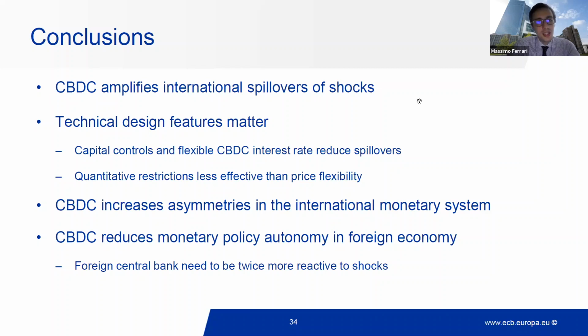As I said, the CBDC amplifies international spillovers, and what crucially emerged is that the design features matter a lot. In particular, capital controls do matter, and the remuneration on the CBDC rate also matters strictly. On the contrary, quantitative restrictions to the amount of CBDC in circulation seem to be less effective as a sterilization mechanism for spillovers. When the CBDC is in, you have larger asymmetries in the international monetary system, and you also have some effects on the degree of monetary policy autonomy for the foreign economy. And again, these effects crucially depend on design options, such as liquidity or remuneration. And this leads me to the end of my talk, and I gladly leave the floor to the discussant. Thank you.